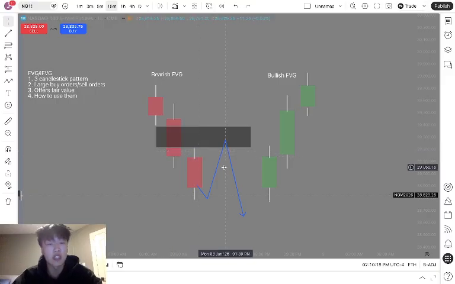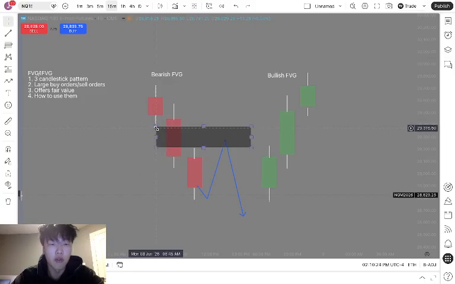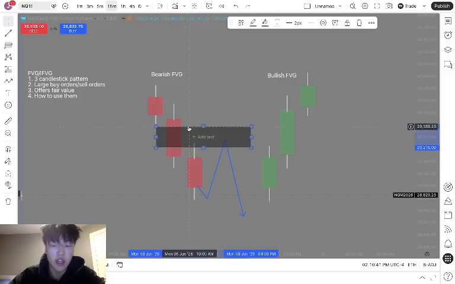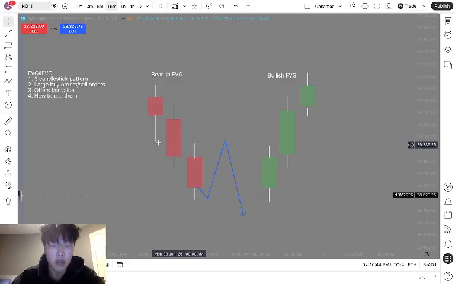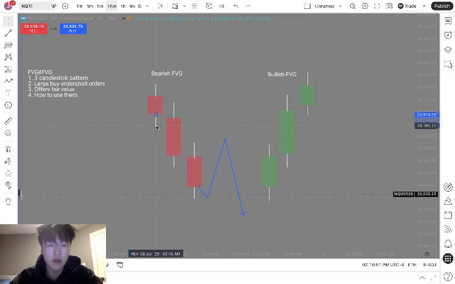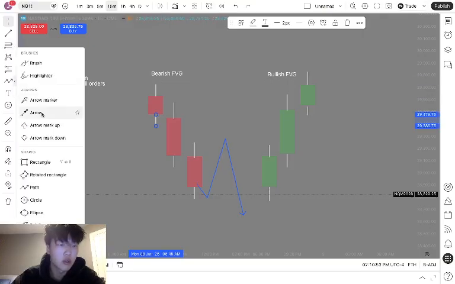Make sure when you're identifying these fair value gaps, when you're back testing on TradingView, you mark it out from the bottom of the first bearish candle to the top of the third bearish candle. If there's a gap between them, it's a fair value gap. If there's no gap, so imagine this wick here came down here, and then this wick came down here. This would not be a fair value gap, right? Because there's no gap between these two wicks. So this is not a fair value gap here, right? Now, let me just mark this back out.